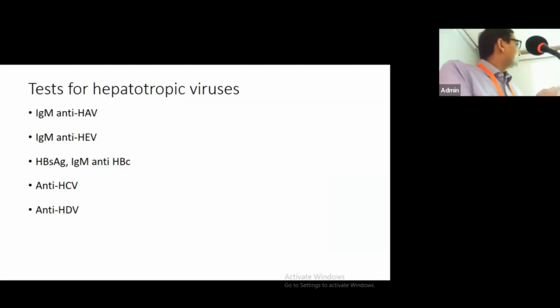We know this is a very basic slide, but still we should cover it. What are the tests for hepatotropic viruses which we do? IgM anti-HAV, IgM anti-HEV. For hepatitis B, we do HBsAg, and IgM anti-core antibody, which is the IgM anti-HBc. And for hepatitis C, we do anti-HCV antibody, and antibody testing for hepatitis D virus.